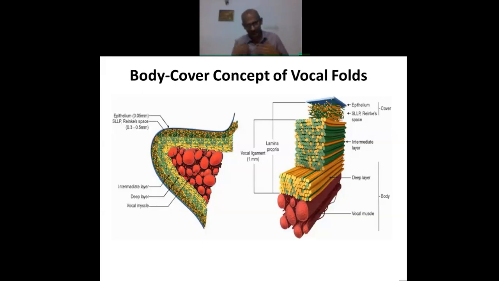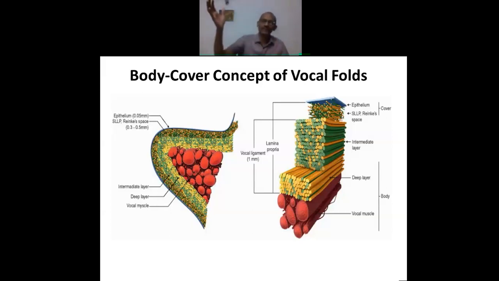Especially for a person of physiology, this is my sort of favorite picture. And why is that? Hirano's discovery of this concept of body and cover sort of revolutionized the concept of voice and vocal fold functioning. So what is the body? The body is very simply what you're seeing in red here, that is the muscle, whether you call it thyroarytenoid or vocalis, that's okay. The entire thing together, along with the deep layer of the lamina propria, is the body of the vocal fold.